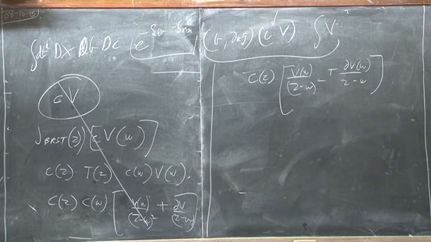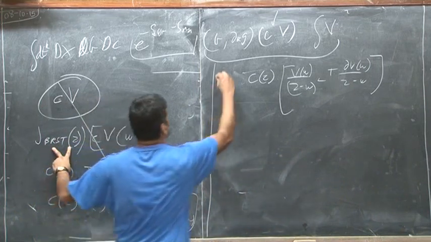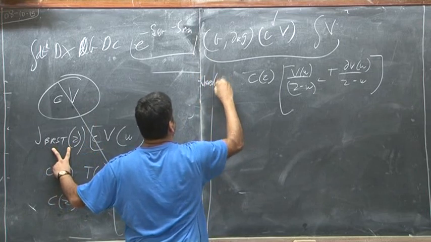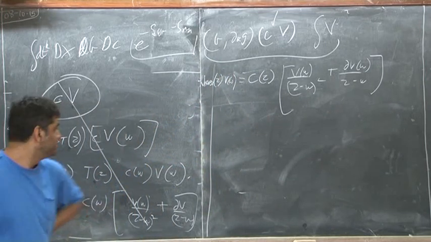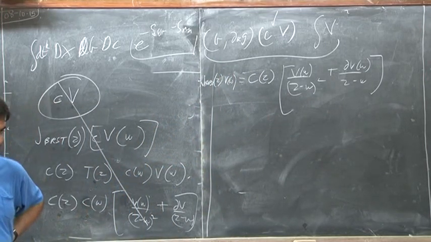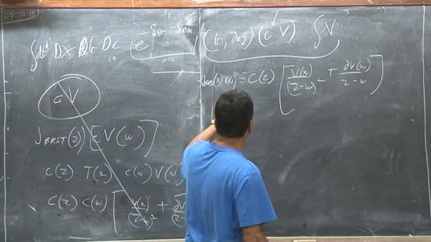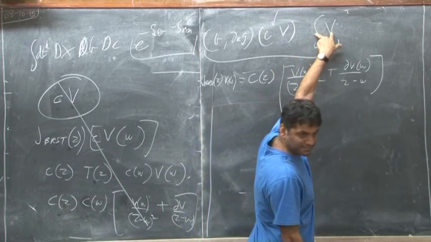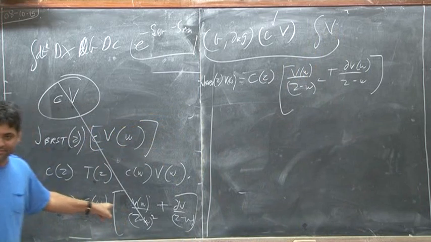Is this clear? We will take the OPE of J_BRST with V of Z, V of W. For the last part, the integral, which operator is showing you which part of the insertion? Sorry, we just went through the algebra.